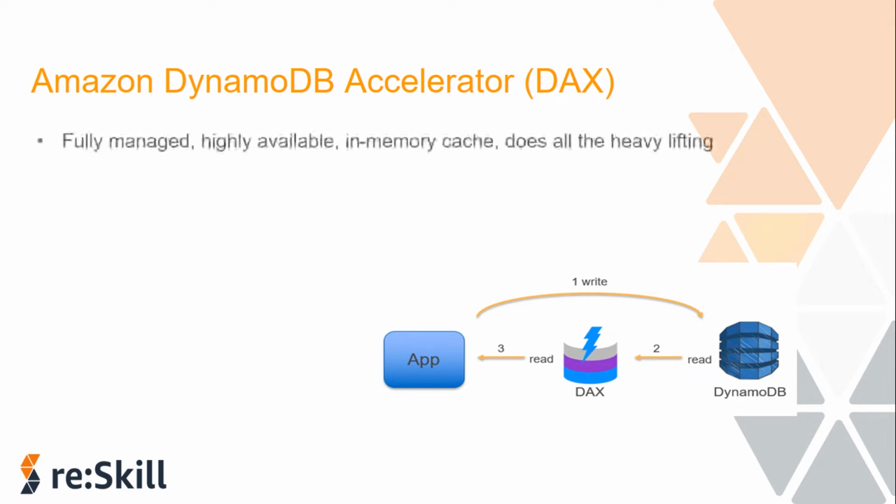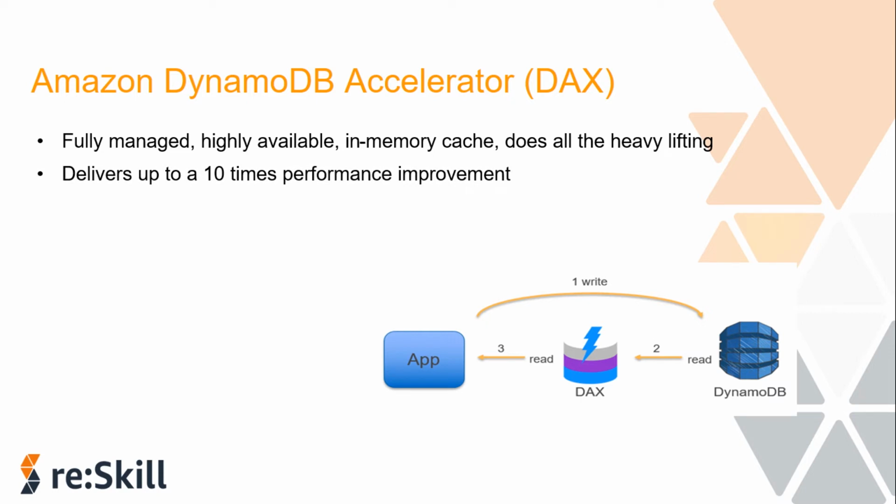Amazon DynamoDB Accelerator, or in short form you can also call it DAX, is a fully managed, highly available in-memory cache for Amazon DynamoDB that delivers up to a 10 times improvement in performance, from milliseconds to microseconds, even at millions of requests per second. And DAX does all the heavy lifting that is required to add in-memory acceleration to DynamoDB tables without requiring the developers to manage any kind of cache invalidation, data population, or cluster management.